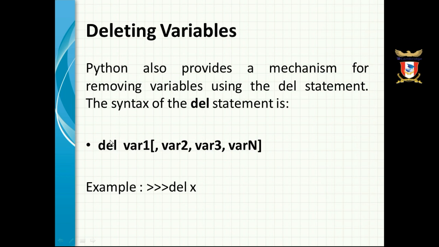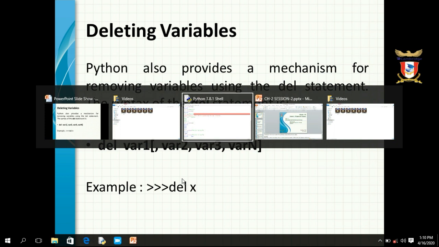It's very easy to use the del statement. You can delete a single or multiple variables by using the del statement. For example, you just have to specify del, then after that the variable name. If you want to delete multiple variables, then you can use del variable1, variable2, variable3. But one variable with the del statement is required, others are optional if you want to delete multiple variables. The example of this is del, then the name of the variable. Here we are using x.